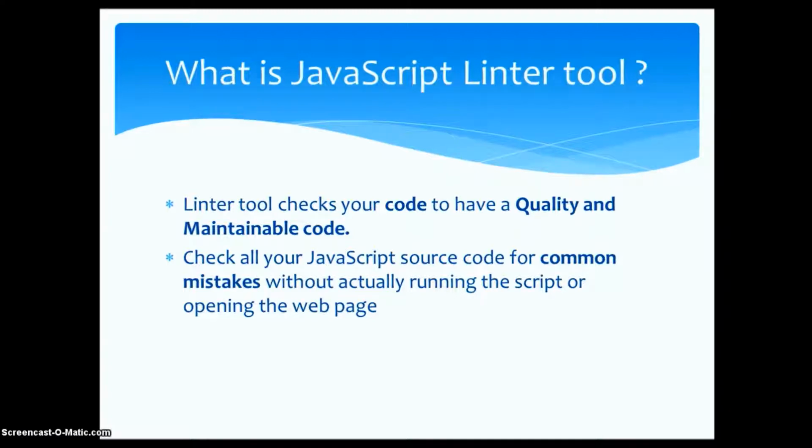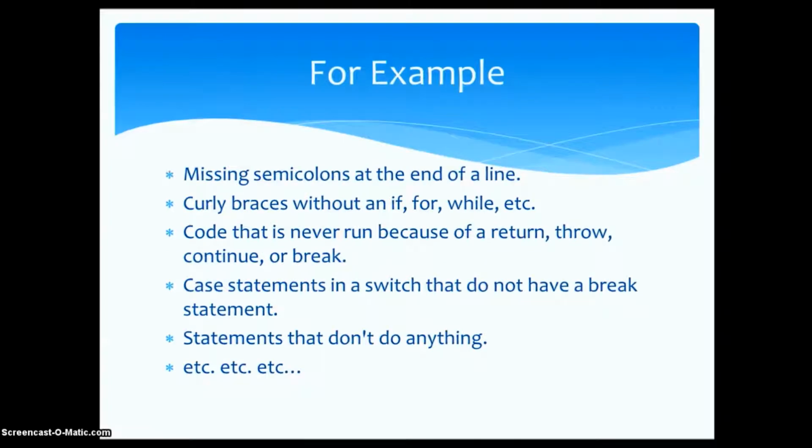Let's see what are the common mistakes we make while we write JavaScript. For example, we sometimes forget to add semicolons. Sometimes we add multiple semicolons. Sometimes we use curly braces without a need. Sometimes we forget to use curly braces. I'll come with an example where we forget to use the curly braces. Although our code will run, it is still important to have curly braces after an if or within an if. Code that never runs is called redundant code. Statements that don't do anything. Unused variables, etc.